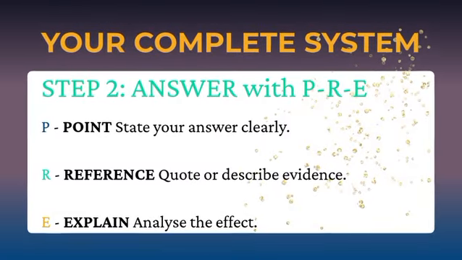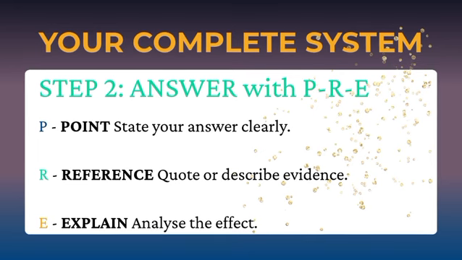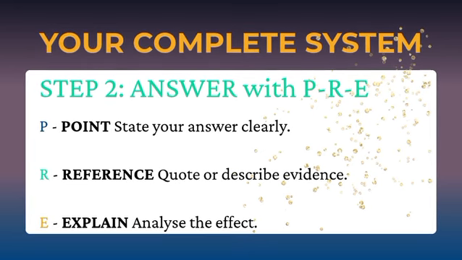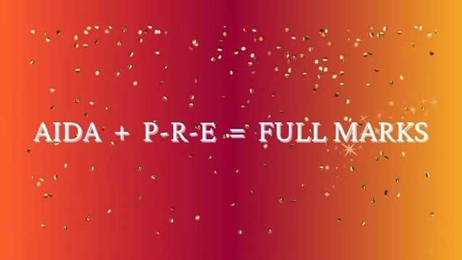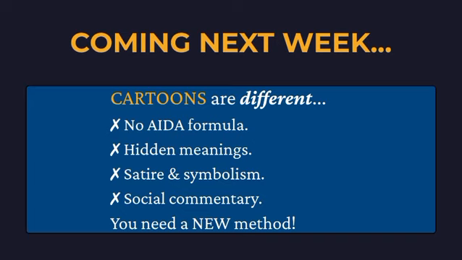Step number 2. Structure your answer using PRE. Point, state your answer clearly. Reference, quote or describe specific elements. Explain, analyze the effect and impact. That's it. 2 formulas, full marks every time. AIDA plus PRE equals full marks. Master AIDA and PRE, and advertisement analysis becomes the easiest section in paper 1.